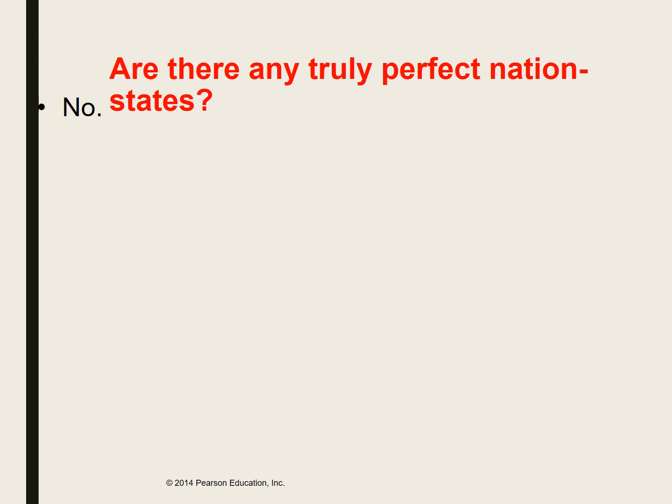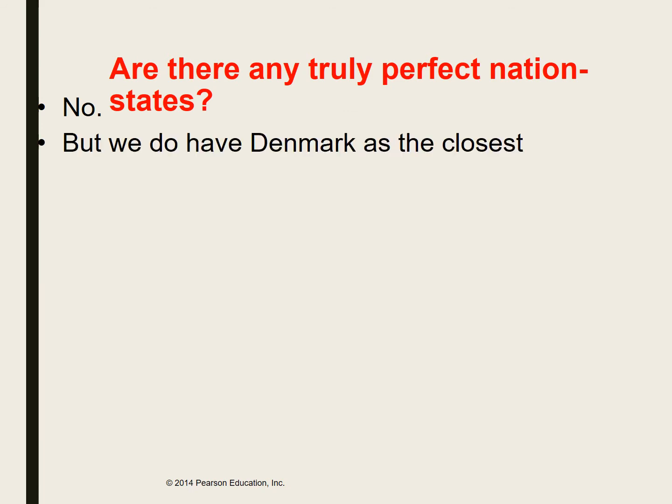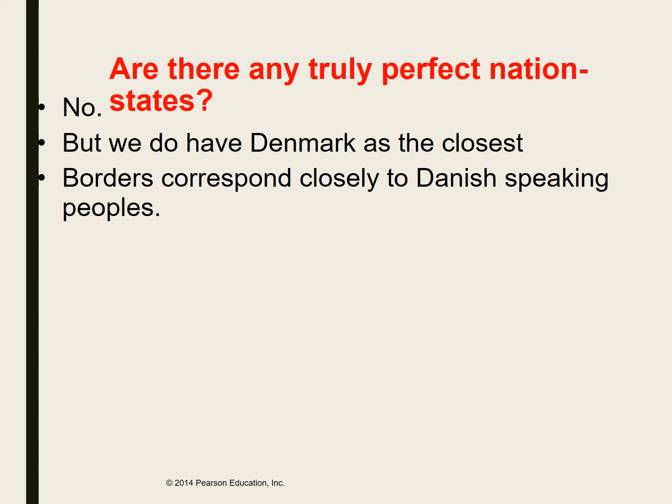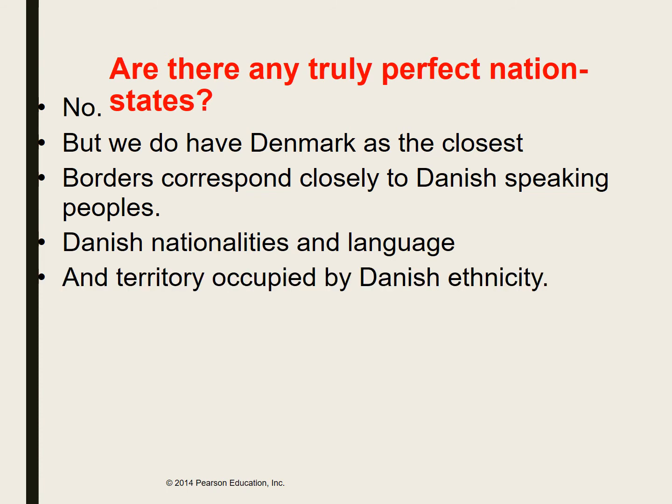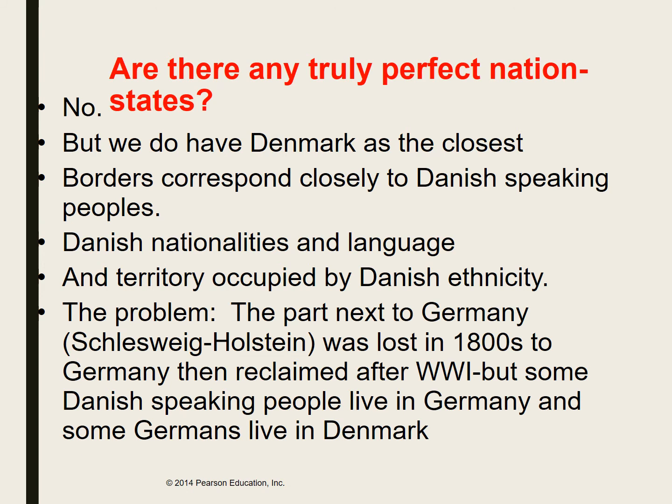There's not any true perfect nation states, but the closest we have is probably Denmark. Its borders correspond closely to where Danish-speaking people live. So if we're talking about their ethnicity, remember their ethnicity is a lot of things, but one part of it is probably their language. And if they speak Danish, that's their ethnicity. And so their borders line up pretty well. But the problem is that there's this part next to Germany, which was lost in the 1800s to Germany, then reclaimed after World War I. But some Danish-speaking peoples live in Germany, and some Germans live in Denmark.